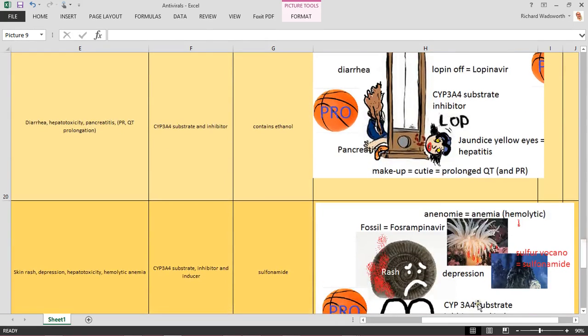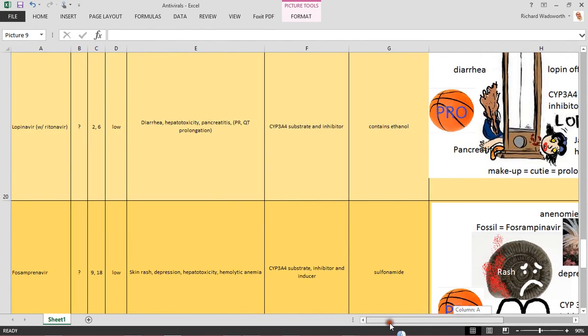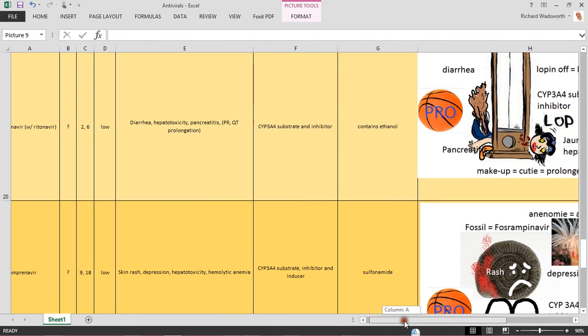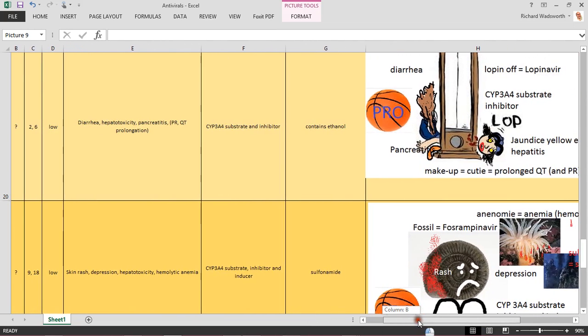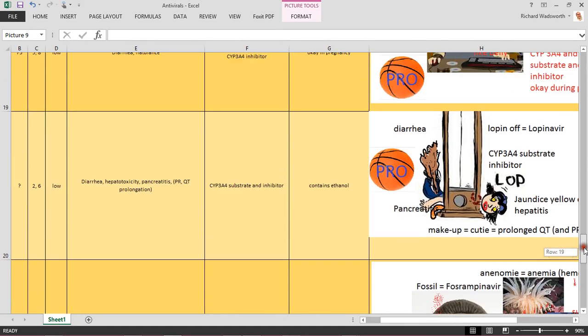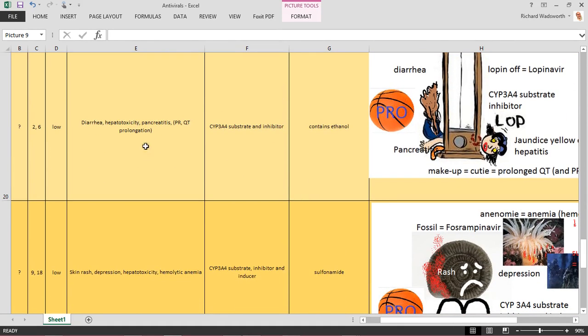All right, next. This one's kind of gross. Sorry. Lopinavir. When I saw Lopping, I was trying to think of what that could be. I should have used like lollipops or something. I'm sorry. But the first thing that I chose was lopping somebody's head off. So here's a guillotine, lopping somebody's head off. That's disgusting. I apologize. And yeah, diarrhea, hepatotoxicity, pancreatitis, PR and QT prolongation. So somebody's head getting lopped off, lopping.